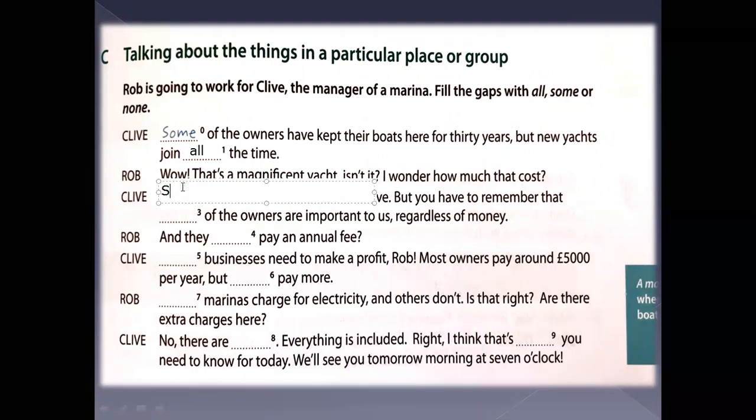All? No, I don't think so. Can we say all of these boats are very expensive? Some. I think it also can be all, right? Some of those boats are very expensive. Yes, I think some makes more sense than all. I think we can also put none. None of them are very expensive. Yes, actually, it can fit all three of them.